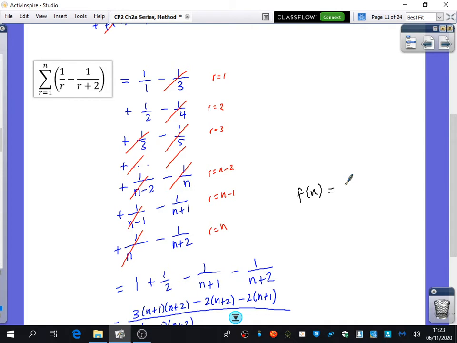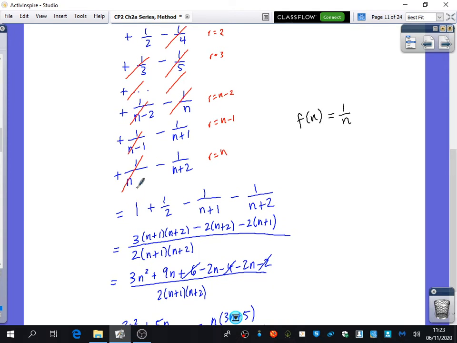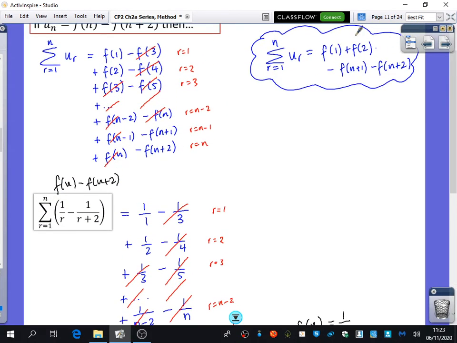Not sure? Anyone think they know what I mean, what the f of n bit is for this thing we're talking about here? If we're going to say it's f of n minus f of n plus 2, just 1 over n, right? So then, because this is in that form that we've got there, if you noticed that, notice how this thing here is f of 1 plus f of 2 minus f of n plus 1 minus f of n plus 2, which is that thing that we've got here.